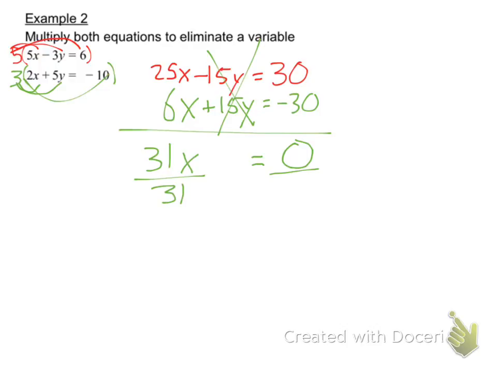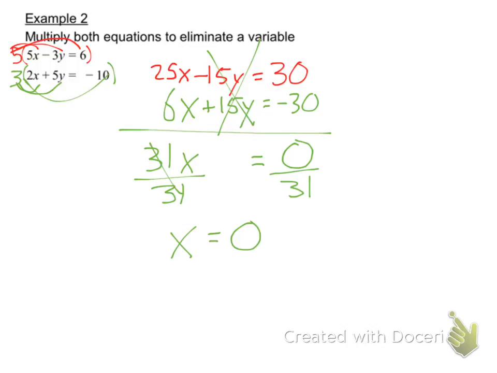Well, then we'll just divide both sides by 31. 0 divided by anything is 0. If you have nothing and you want to divide that nothing among 31 people, everyone is going to get nothing. So we found x equals 0. Now we just have to find y by plugging it into one of the equations.